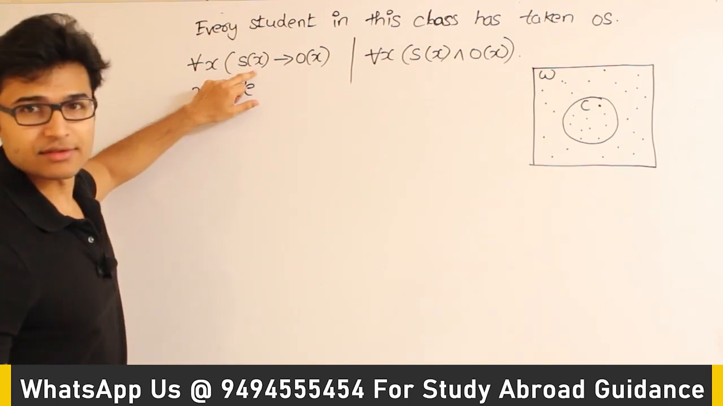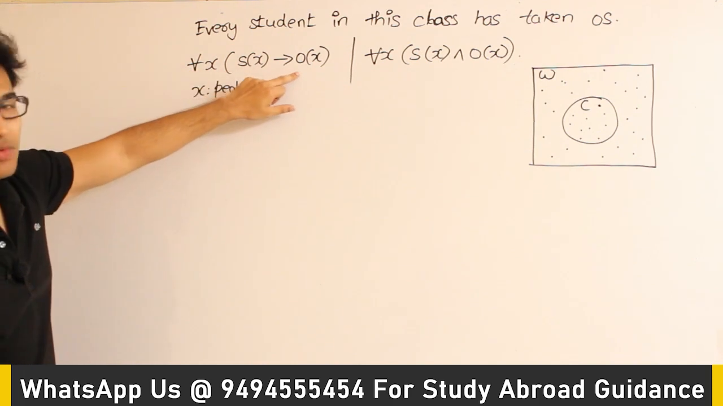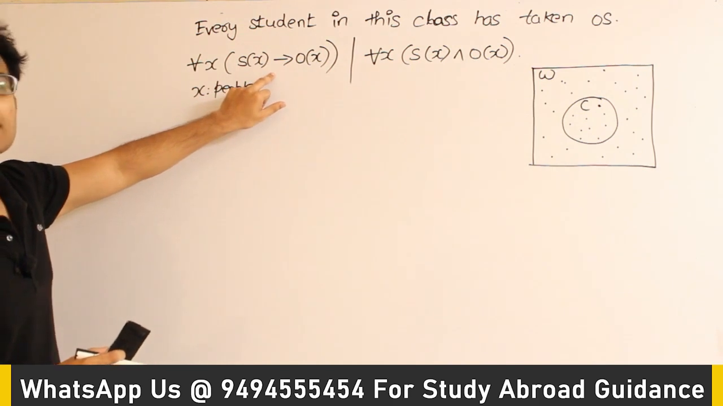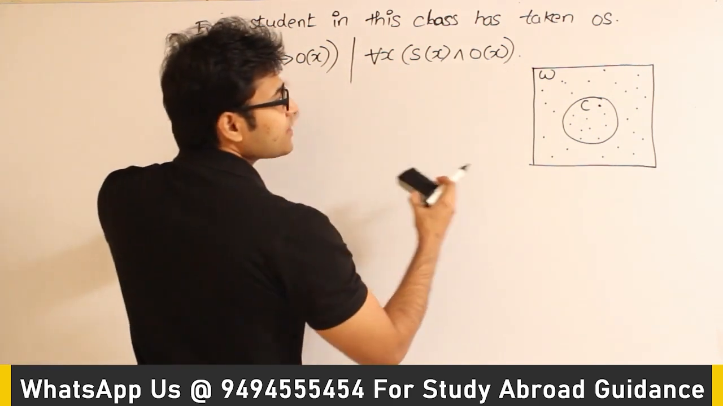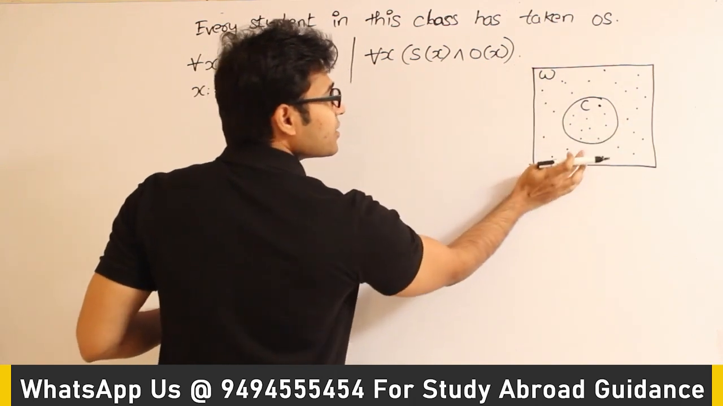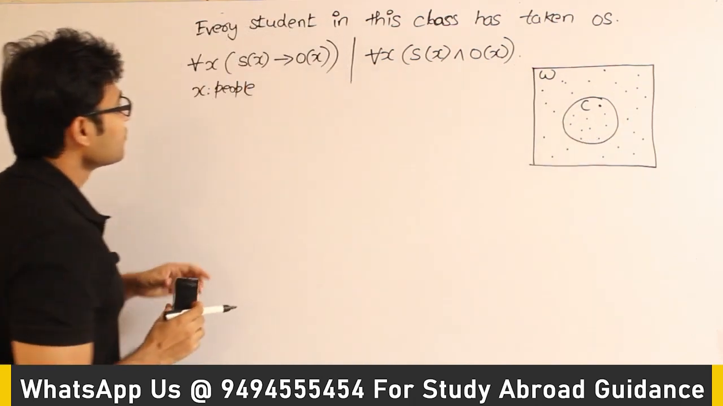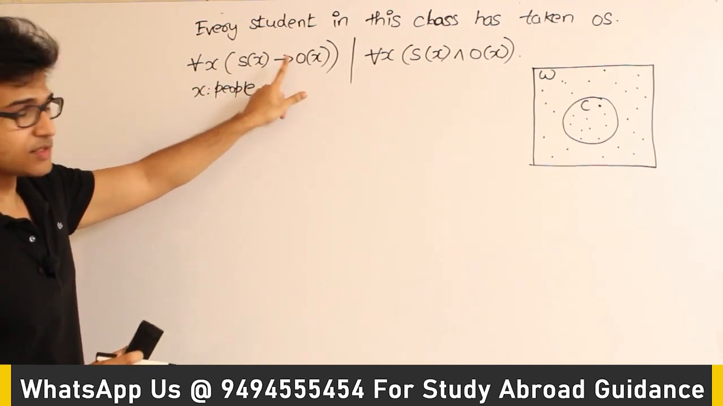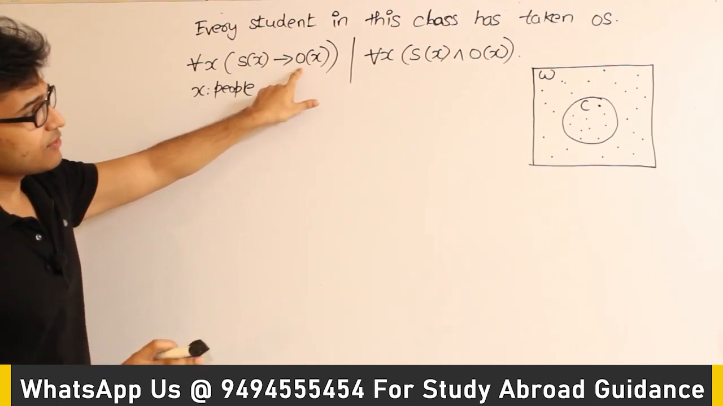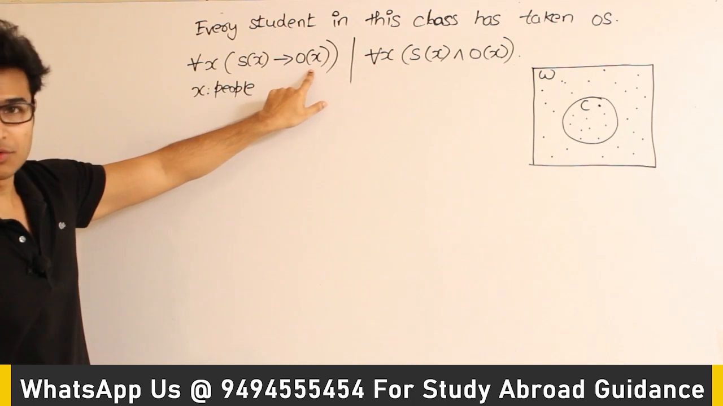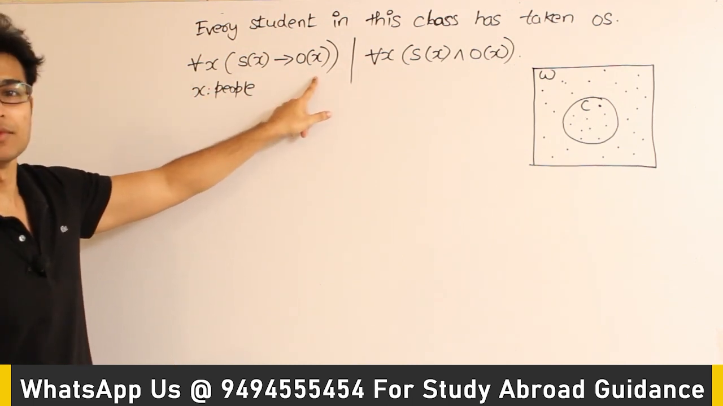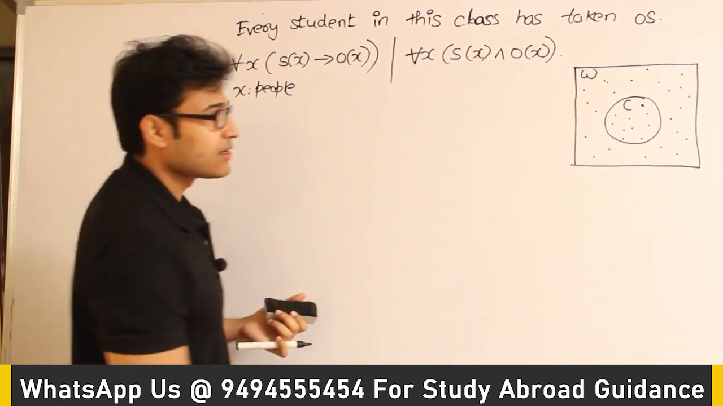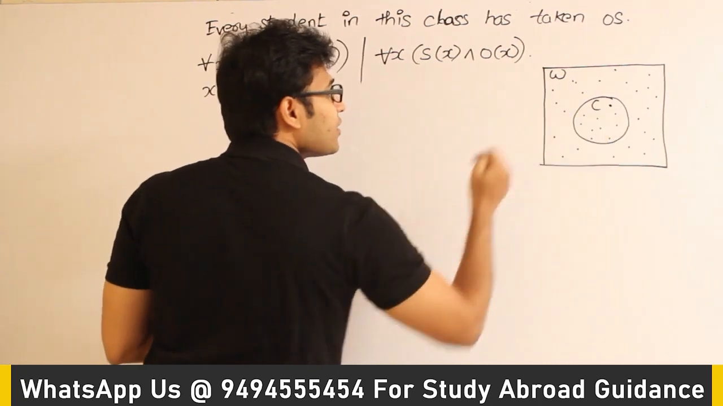Now let's examine this one. Since you have for all, when will this statement be true? When for every value of x, which means for every dot you see, either inside or outside, if you substitute in the statement s of x implies O of x, the statement gives the truth value, then the entire statement will become true. Now let's see if it happens, given the case that everyone in the class has taken the operating system course.